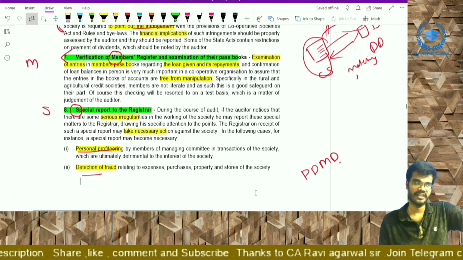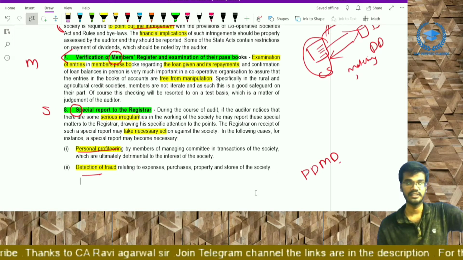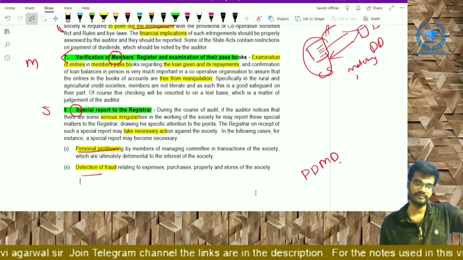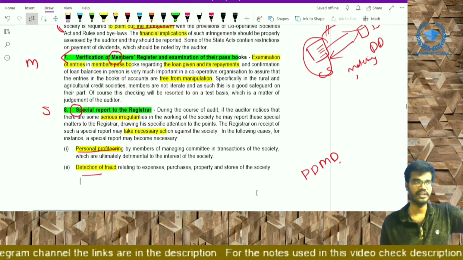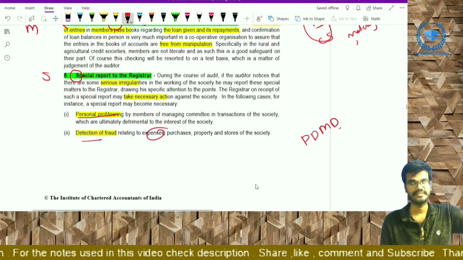The first one is personal profiteering. The managing committee will take advantage of their power, and they will use this power for their benefits, which are detrimental to the interest of the society. And the second one is detection of fraud relating to expenses, purchases, and property.